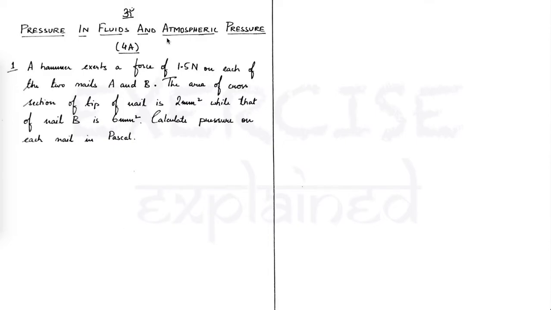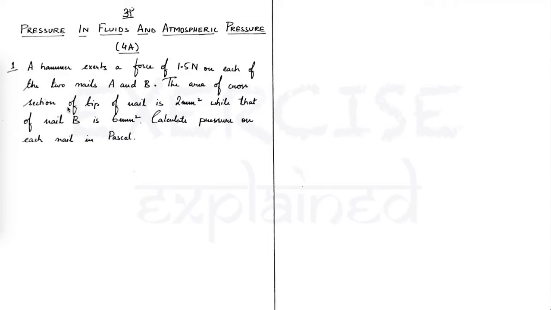So, starting with the first question: a hammer exerts a force of 1.5 Newton on each of the two nails A and B. So this means that there are two separate nails, A and B. On each of them it exerts 1.5 Newton. That means on A there's a force of 1.5 Newton and on B also there's a force of 1.5 Newton.